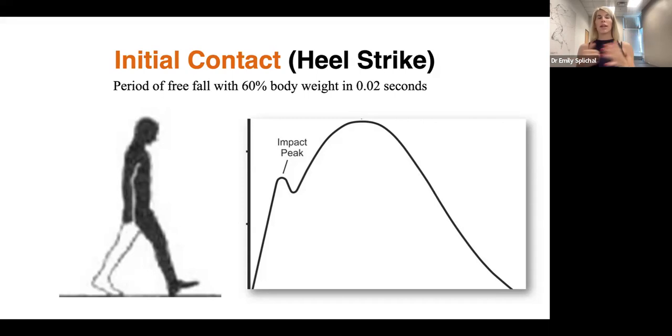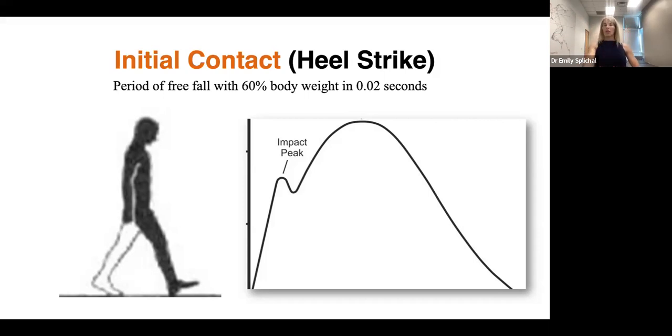That is normal. I can't tell you how many patients come in and say, oh my God, Dr. Splickle, I'm wearing out my shoes wrong. Look at the outside, they're totally worn out. And I tell them, you know what? It's actually fine. We want to wear out the outside of our heel first.